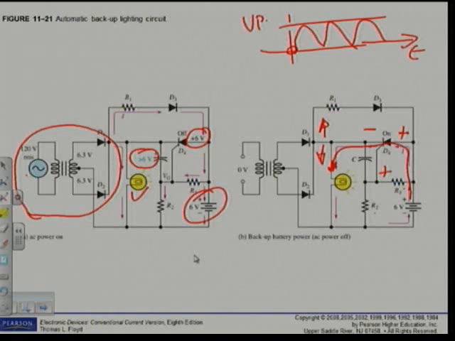You will use this in places where there should always be light. Let's say like in a hospital where they have to do operations, you can basically install something like that. The moment the supply trips, there will still be light.